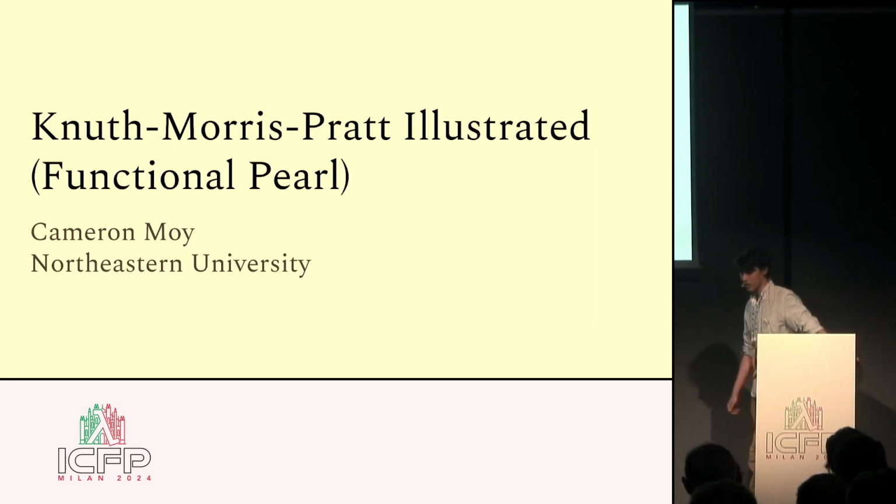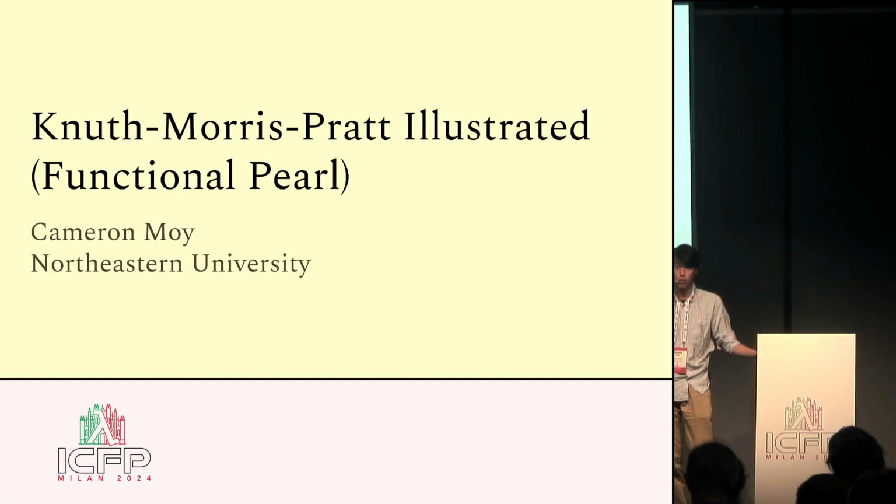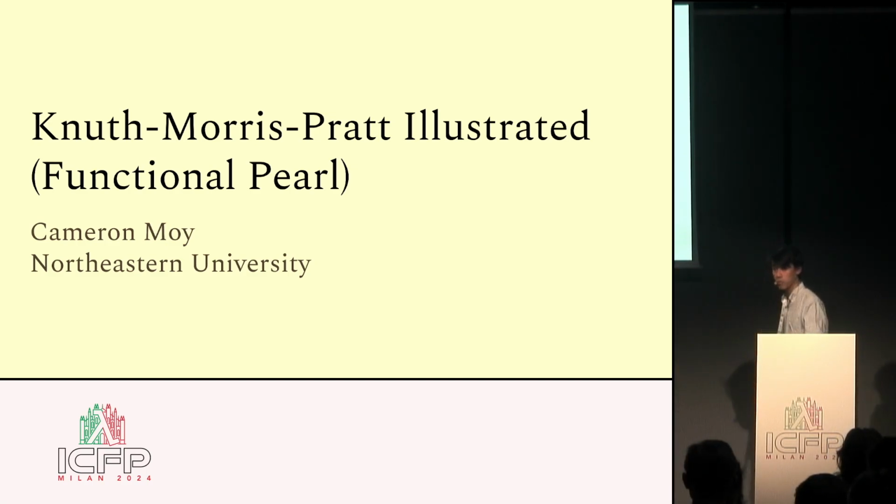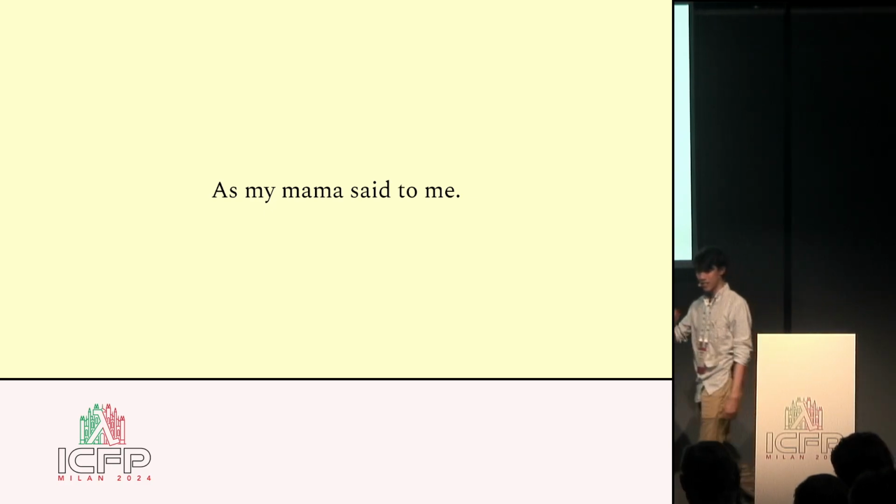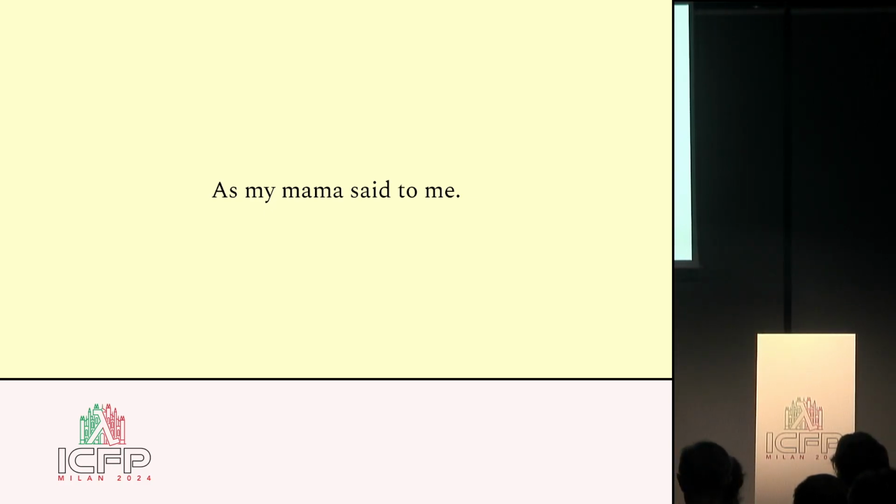So I want to talk about this functional Perl, which is about the Knuth-Morris-Pratt algorithm for substring search. Let me quickly describe what that problem is. I have this sentence here, which is, as my mama said to me. And suppose I'm looking for some other string in this piece of text. Say I'm looking for the string mama in this sentence. I'm going to call the big string the text, and the thing that we're looking for the pattern.